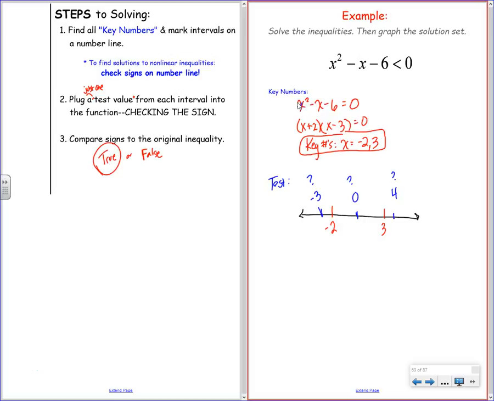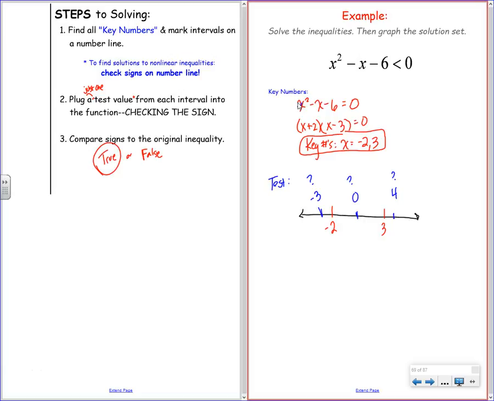Did you guys realize that I just kind of picked ones? Could I have chosen -4? Could I have chosen 1 or 2 or 3 or -1? Could I have chosen 3/4? I guess so, but who wants to plug in 3/4 to that? So you get to choose. You just have to pick one test point in between the key numbers. And how are we going to test it? We're going to go back to the very beginning and we're going to plug in.